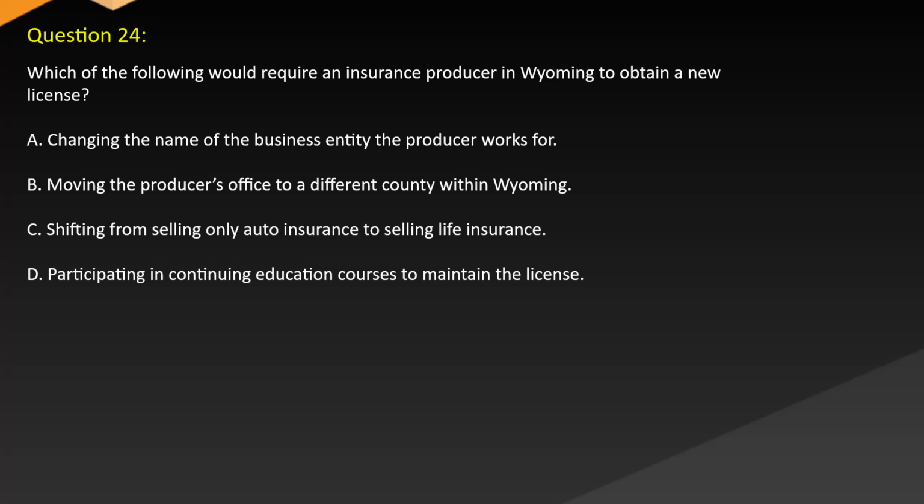Question 24. Which of the following would require an insurance producer in Wyoming to obtain a new license? A. Changing the name of the business entity the producer works for. B. Moving the producer's office to a different county within Wyoming. C. Shifting from selling only auto insurance to selling life insurance. D. Participating in continuing education courses to maintain the license.